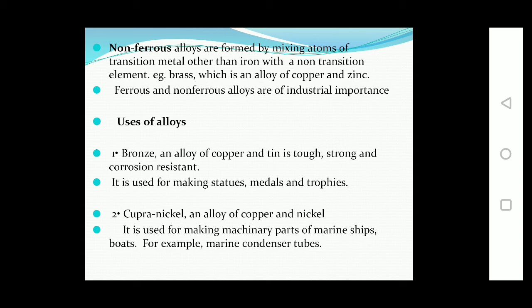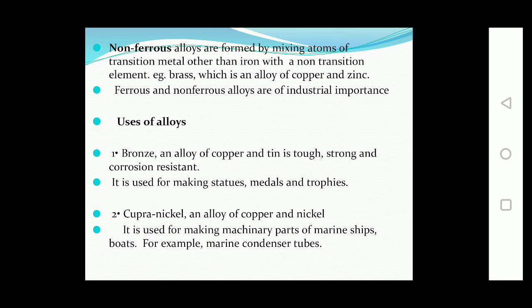Both the types of alloys, non-ferrous as well as ferrous, are industrially very important. They have tremendous applications. Their properties, which are enhanced, can be used in industrial applications. So let us see uses of alloys. First example is bronze. You all are very much aware of this alloy because you see the statues, various statues, you got the medal, bronze medal, etc. are made up with bronze.